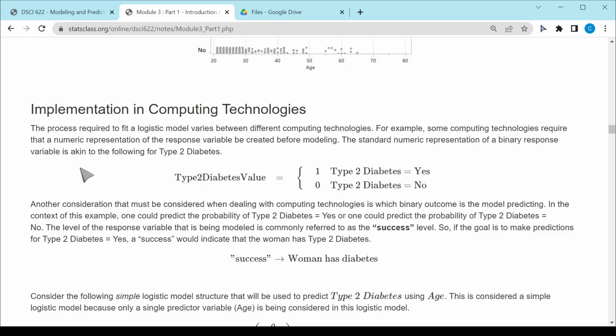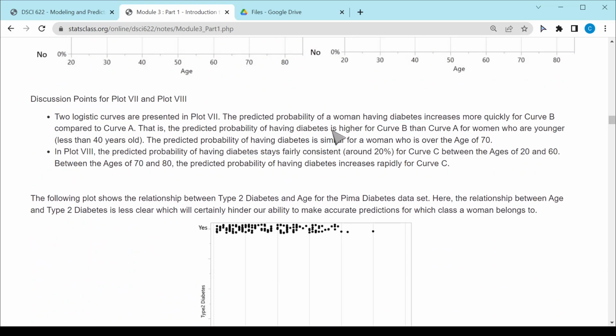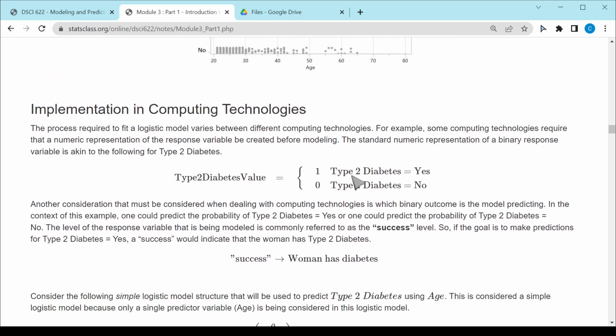Let's talk about the implementation of logistic models in our computing technologies. Some computing technologies require that my response variable actually is numeric. The algorithms that are used to fit these models require numeric outcomes. A computer is not going to know what to do with a yes or no response. It has to work with numbers when it's trying to fit these models.